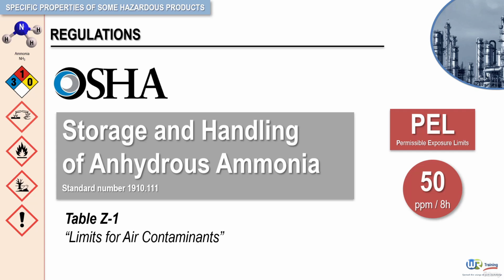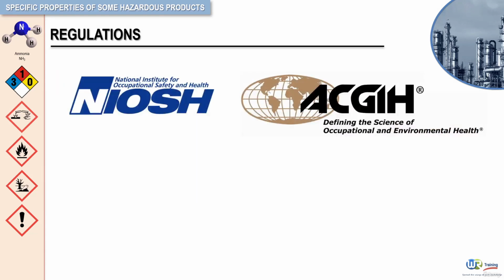If the levels of anhydrous ammonia cannot be reduced by other means, then workers must be provided with the appropriate respiratory protection and other PPE necessary to avoid harmful exposure. In addition to OSHA, there are other organizations that issue exposure guidelines. Two such organizations are the National Institute for Occupational Safety and Health and the American Conference of Governmental Industrial Hygienists.